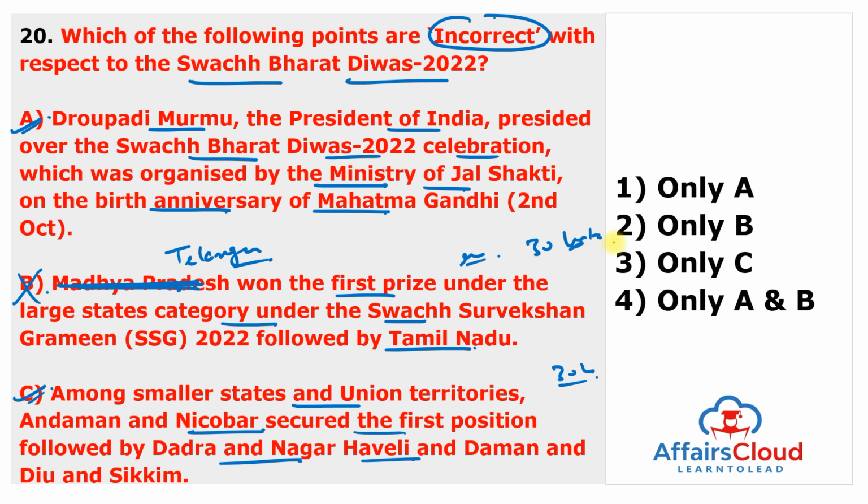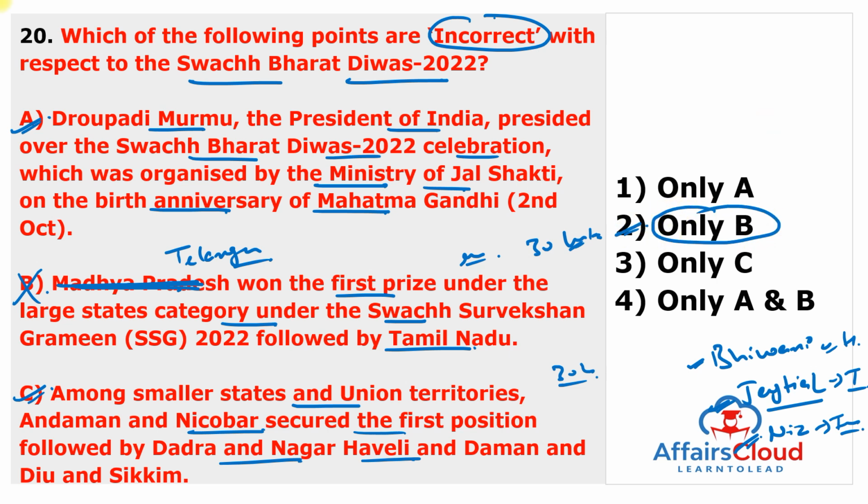And you can also remember the top 3 districts of India. Bhiwani is on the first. Bhiwani is in Haryana. And next is Jagtial, which is in Telangana. Next is Nizamabad. Nizamabad is in Telangana also. So just remember the top 3 districts are Bhiwani, Jagtial and Nizamabad. So only incorrect statement is B. So answer of this question is second, only B.